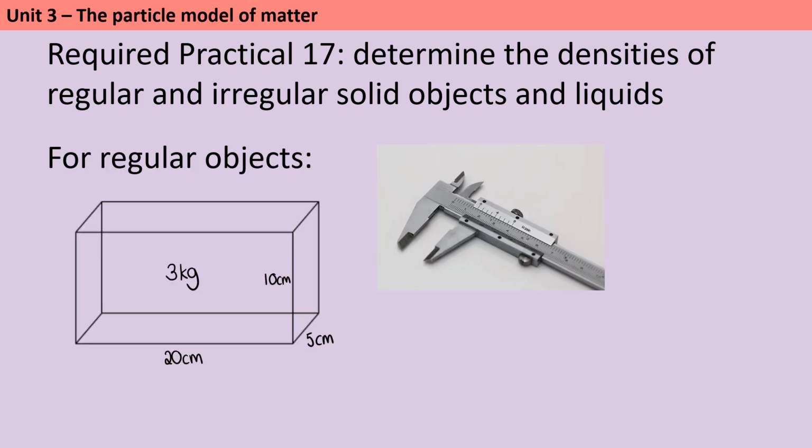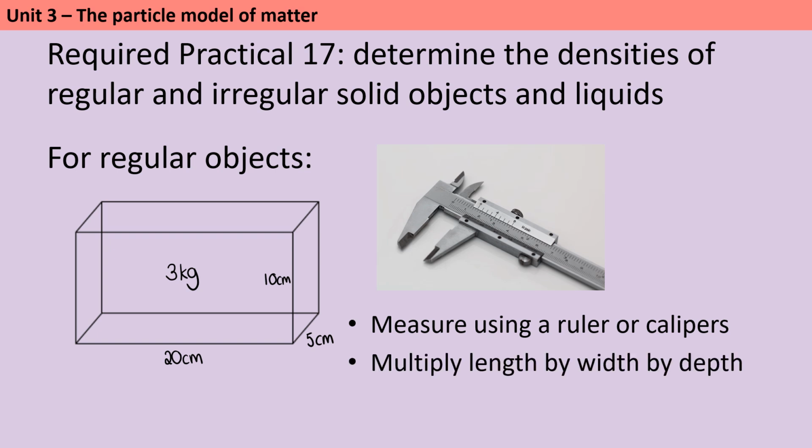For a regular object like my cuboid here, you're going to need to measure the length, width and the depth using a ruler, or to be even more precise, you could use the calipers as I've shown here. Then you can work out what the volume is by multiplying the length by the width by the depth. If they give you a cube, then of course all of those are the same as each other.